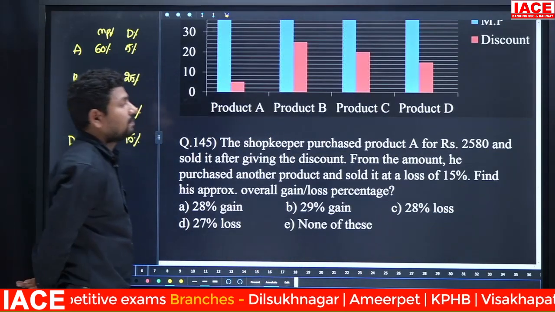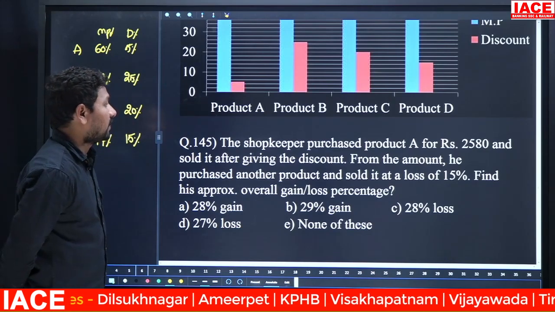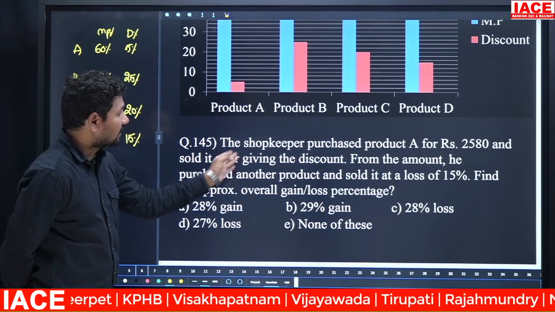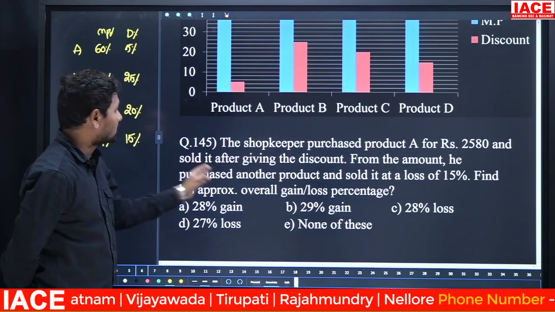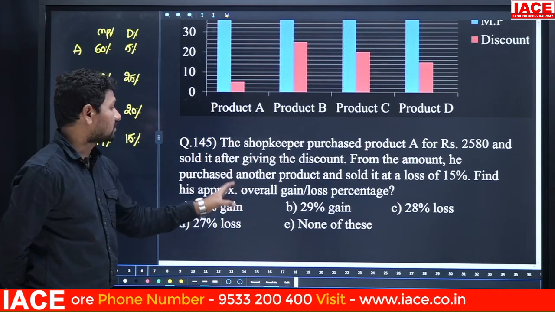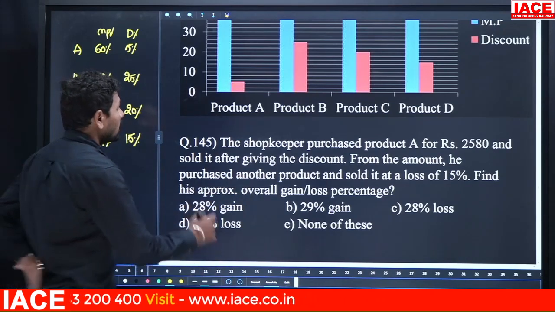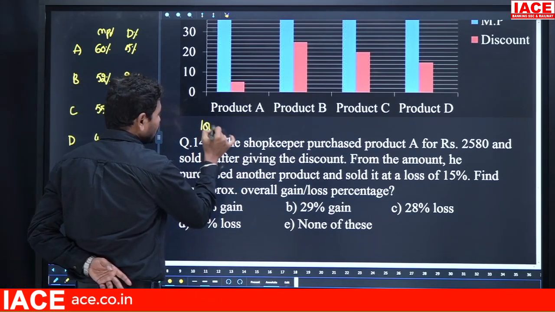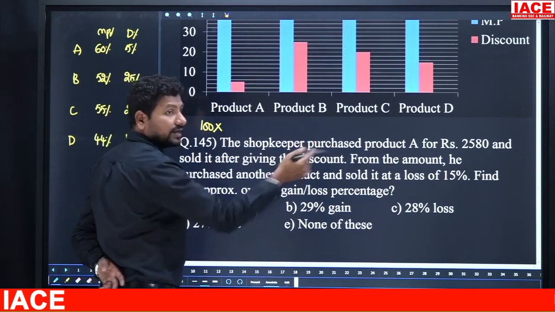The shopkeeper purchased product A for 2580 and sold it after giving a discount. From the amount, he purchased another product and sold it at a loss of 15%. Find his approximate overall gain or loss percentage. Assume the overall product value is 100. Don't take the 2580, take 100.